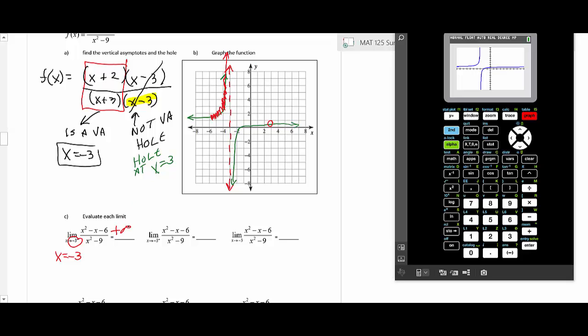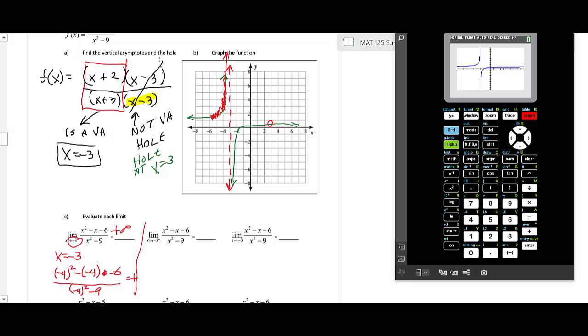Okay, all right. If you weren't doing a graph, then you could just take a number a little bit to the left of -3, and you could use like -4. You could say -4 squared minus 6, over -4 squared minus 9. If you did that, you would get a positive number. I'm not going to do the details. I just want you to understand that's what would happen, like we learned a few minutes ago.